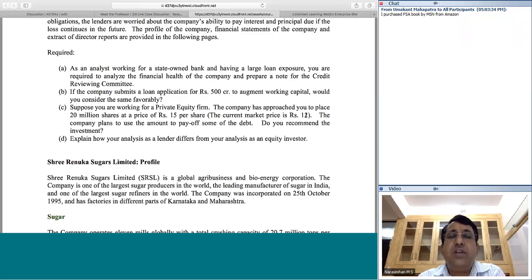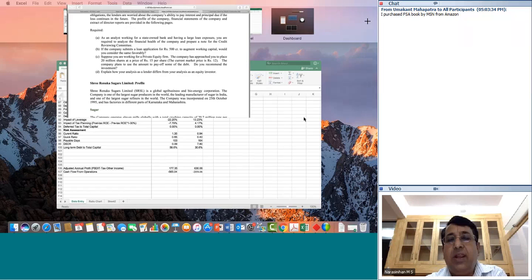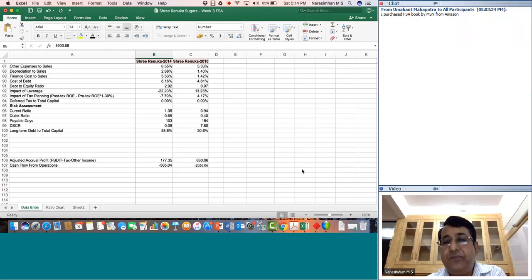Then finally the question is how your analysis is different between the eyes of a lender and the eyes of the equity holder. What are the things which you need to look at when you are looking at the business as a lender, and what are the things you will look at when you are looking at the business as an equity investor? These are some of the things which we want to discuss in this particular case. So before I go through the case, I just want to take your views on the case. Then we will put numbers and see how things are happening.